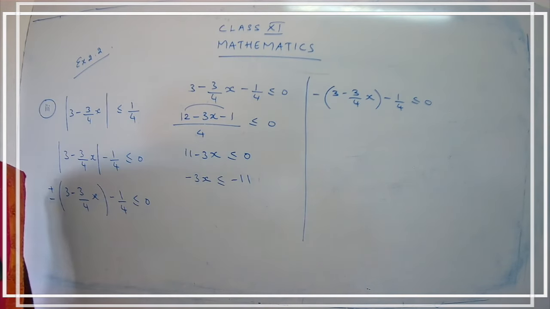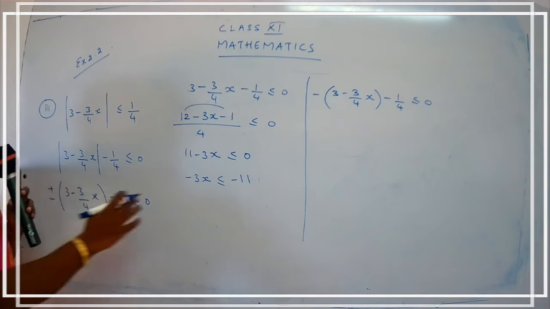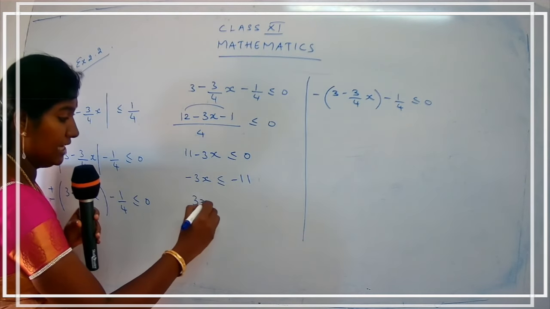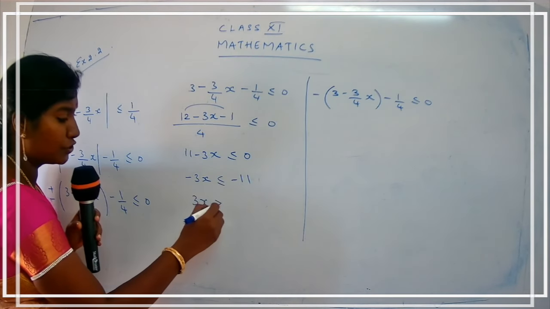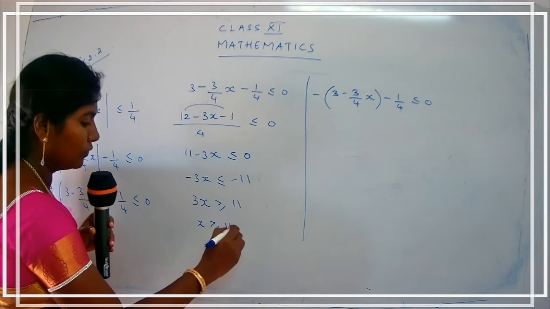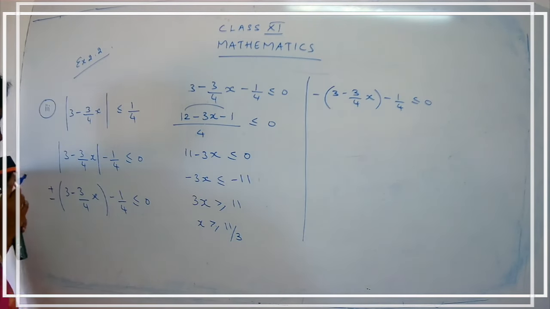I have told you that we should not keep the first term as negative. So try to change the sign. When you are changing the sign, change the comparison sign also. So minus 3x less than or equal to turns to be 3x greater than or equal to 11. So x is greater than or equal to 11 upon 3. So I got the first condition for x as x is greater than or equal to 11 upon 3. Okay, I'll give you some time, children.